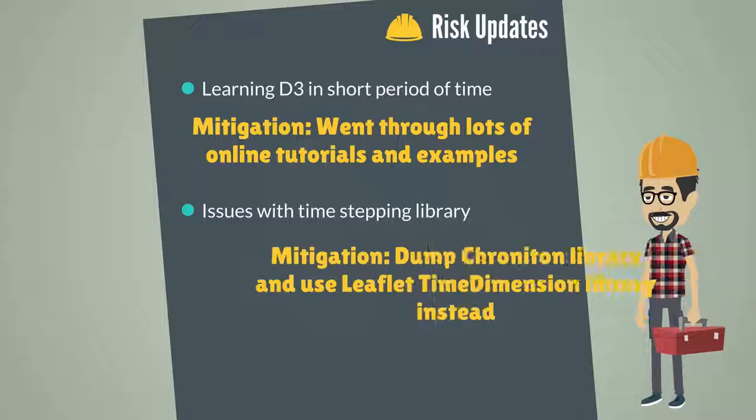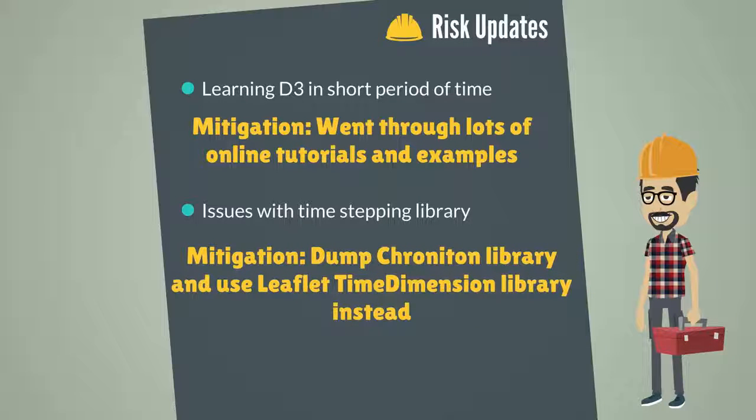In addition, a new risk has surfaced related to the time-stepping library we were planning to use for the simulation. Initially, we proposed using an open source library called Chronotin, which is user-friendly. However, after using it for the past few days, we found the library had several flaws in terms of producing inconsistent time-stepping results. To mitigate this, we ended up using another library called the Leaflet Time Dimension library, which is more robust. However, it's less user-friendly when it comes to setup and usage.